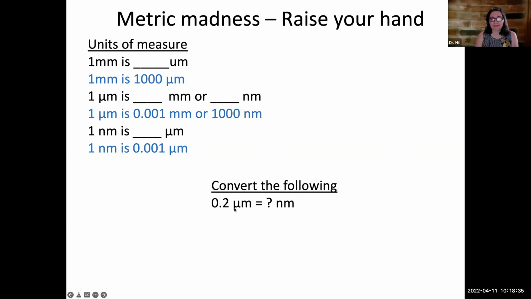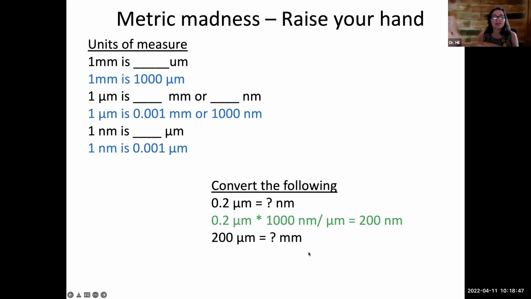0.2 micrometers, you want to go to nanometers. Nanometers are smaller. That means there's going to be more of them because they're smaller. So we have to multiply by 1,000. 1,000 nanometers per micrometer gives us 200 nanometers. 200 micrometers is how much in millimeters?